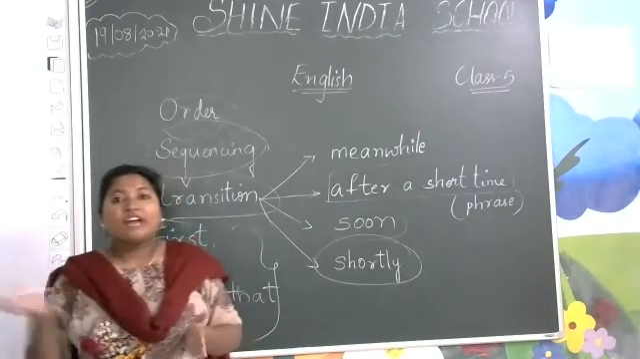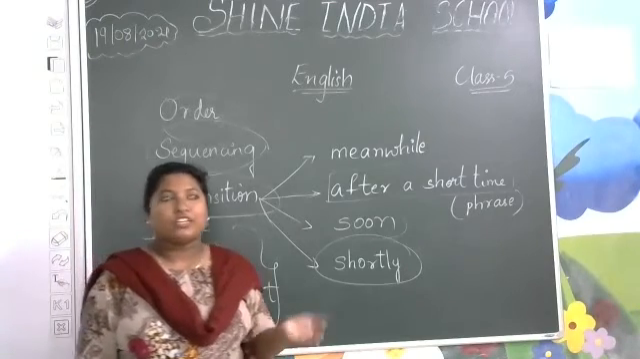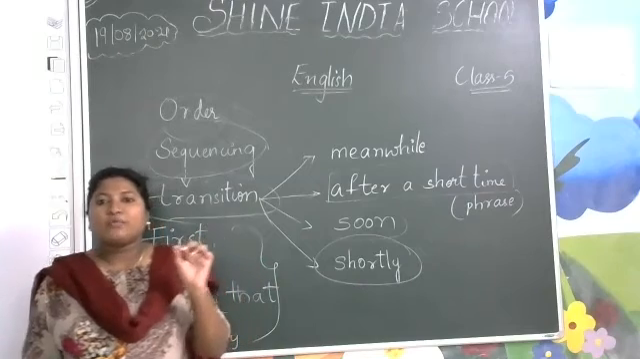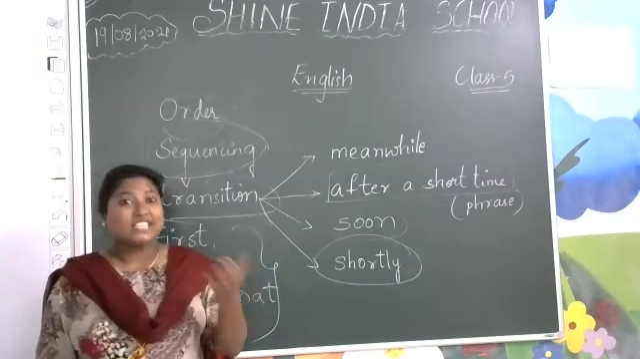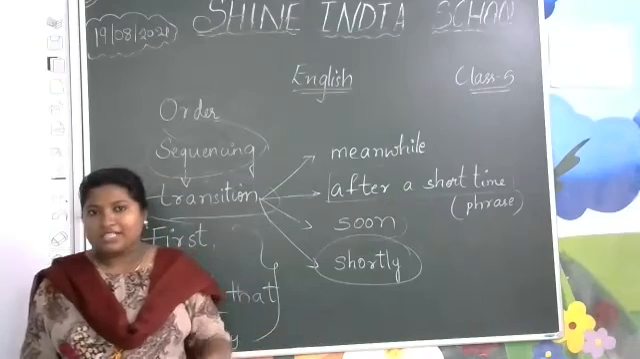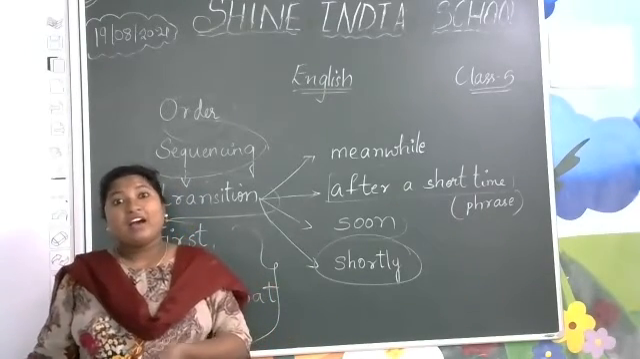So when you are writing about a trip, when I gave you homework so many times to write about your trip, recently also I gave you to write about your favorite trip in past tense. In that also you can use these words. I went to a place. It was very wonderful. I played and enjoyed.